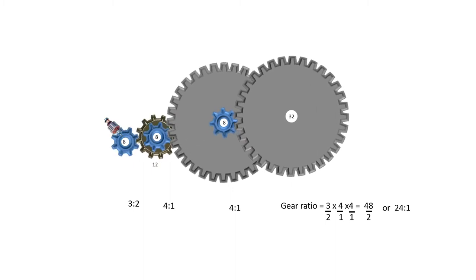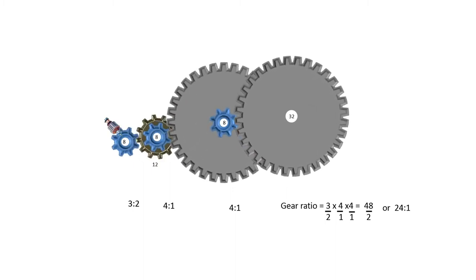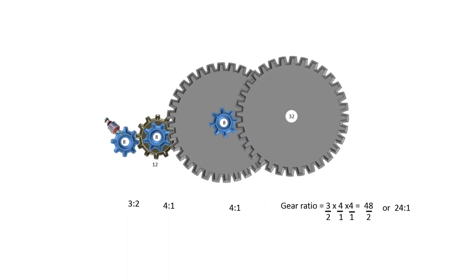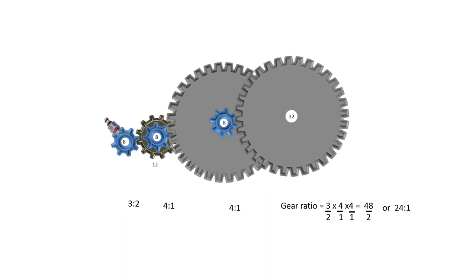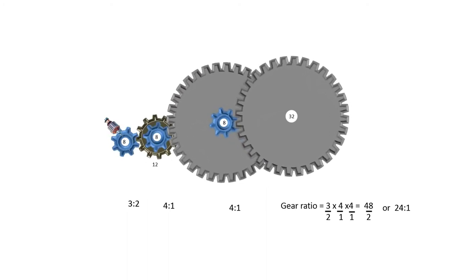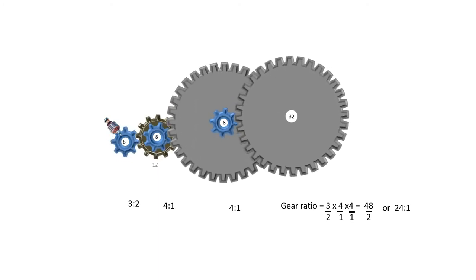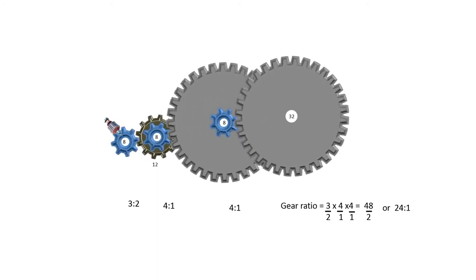This gives a slow output speed. The output turns once, while the first driver turns 24 times, but provides a 24-fold increase in torque or twisting force available for a heavy lift.